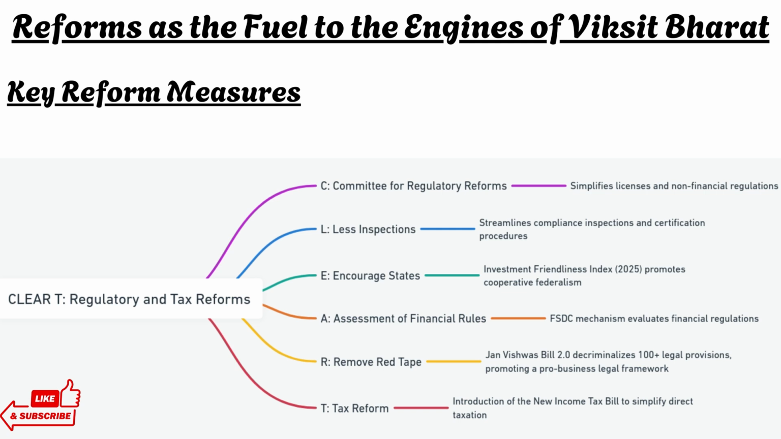Encourage states. To ensure that all states contribute to India's growth, the government is introducing the Investment Friendliness Index 2025. This will rank states based on their ease of doing business and investment-friendly policies, promoting healthy competition among them. ये है cooperative federalism का असली मतलब, competition for better governance.